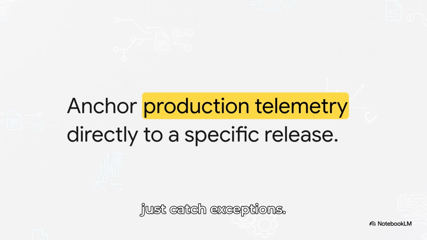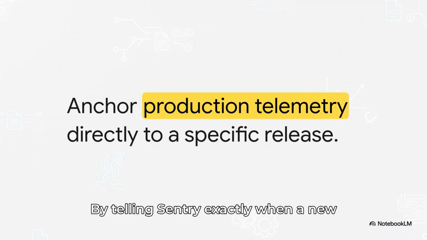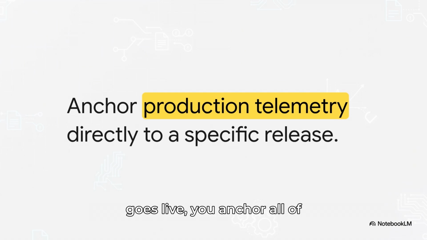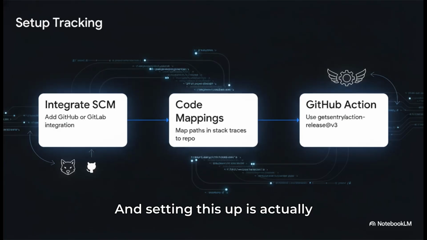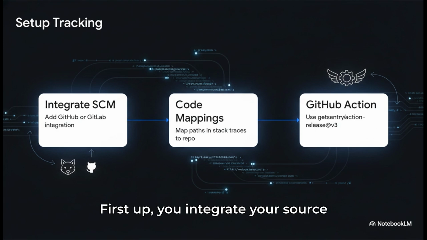Sentry doesn't just catch exceptions. It acts like a black box flight recorder for your application. By telling Sentry exactly when a new version of your code goes live, you anchor all of your production telemetry, errors, traces, performance metrics, the whole shebang, directly to that specific release. And setting this up is actually pretty straightforward using the Sentry CLI or a CI/CD integration like the Sentry Release GitHub Action. First up, you integrate your source code provider, GitHub, GitLab, whatever you're using. Next, you set up code mapping, so Sentry knows exactly how the file paths in your compiled stack traces relate to the paths in your repo.